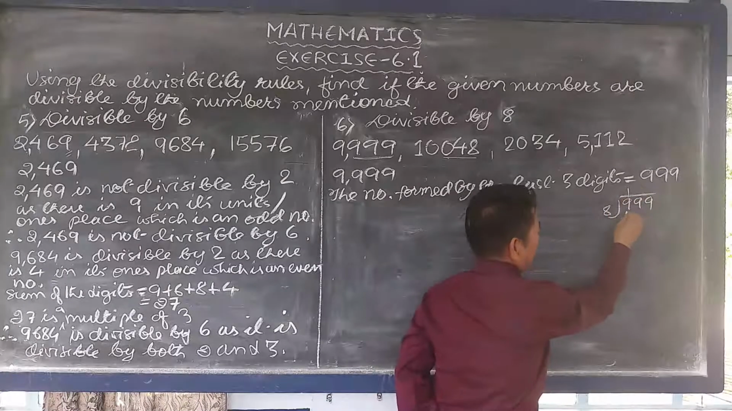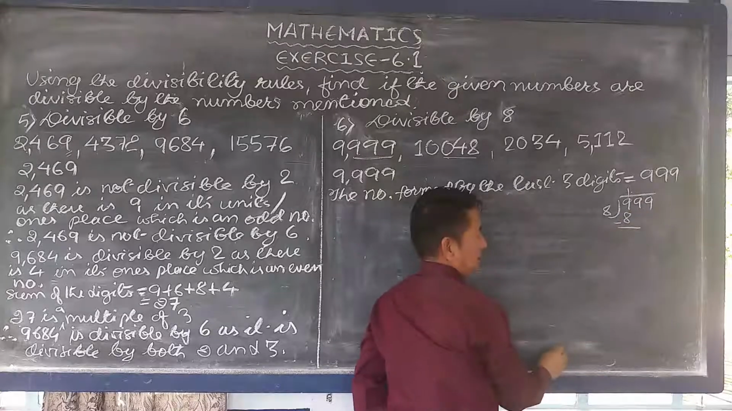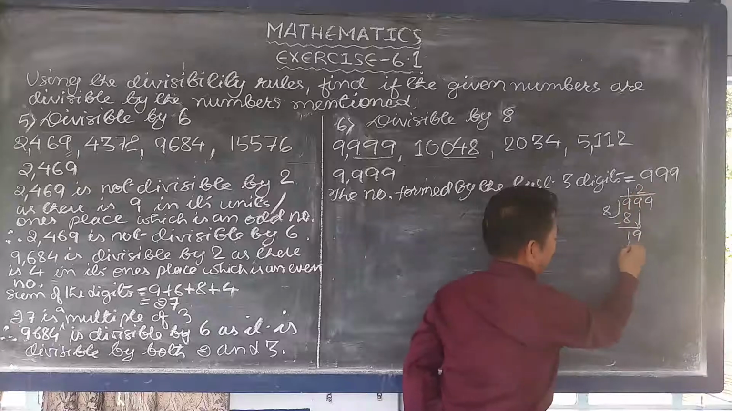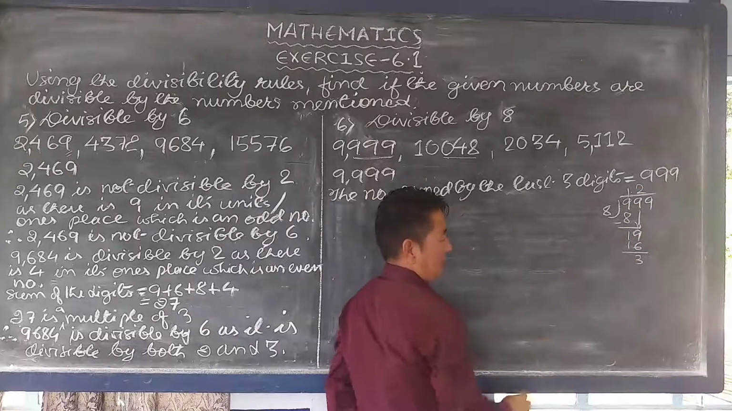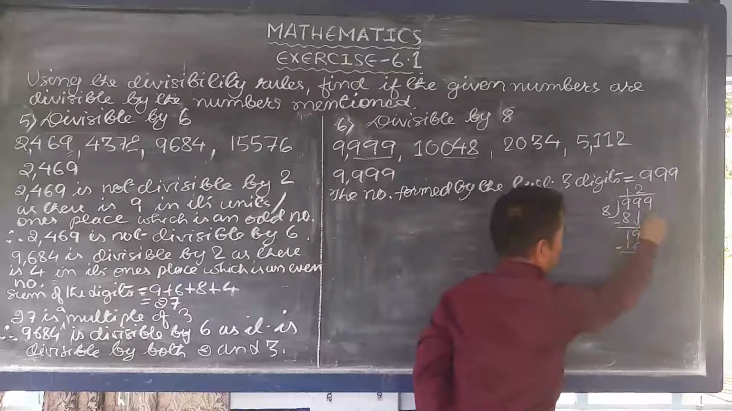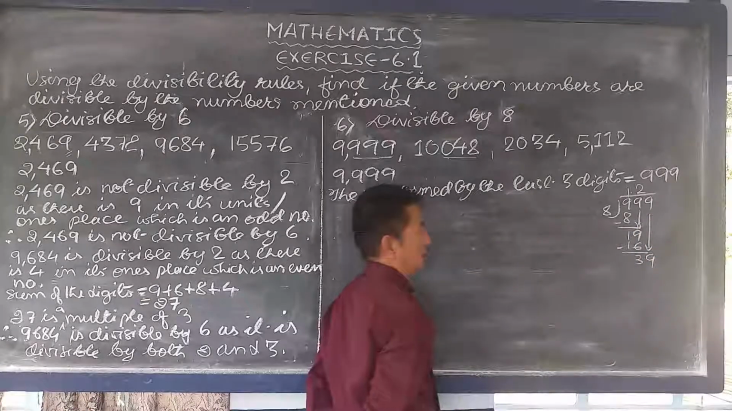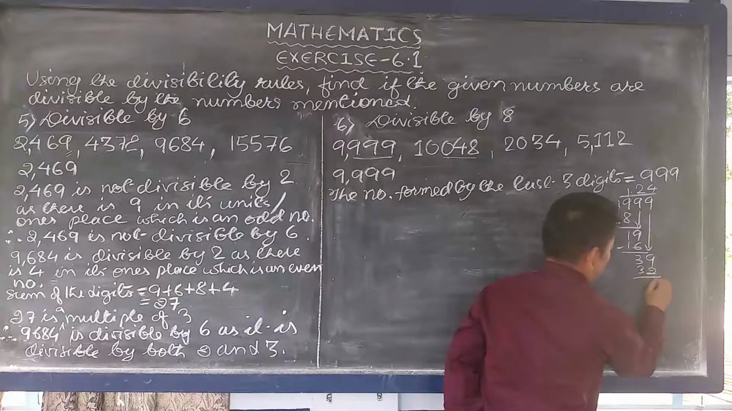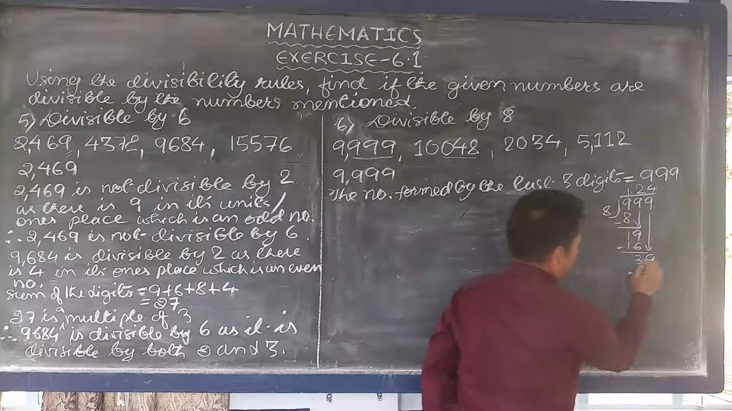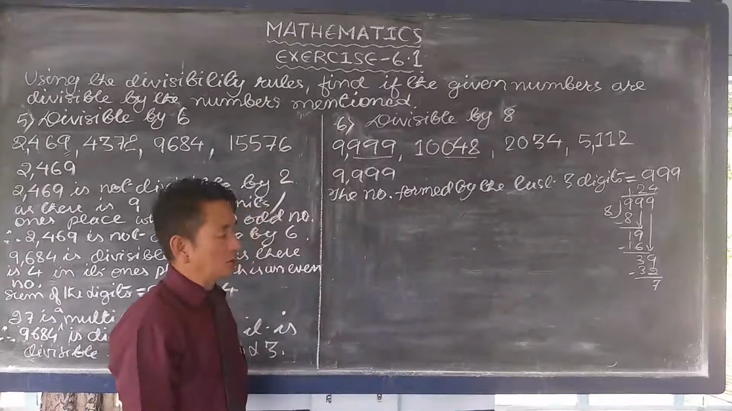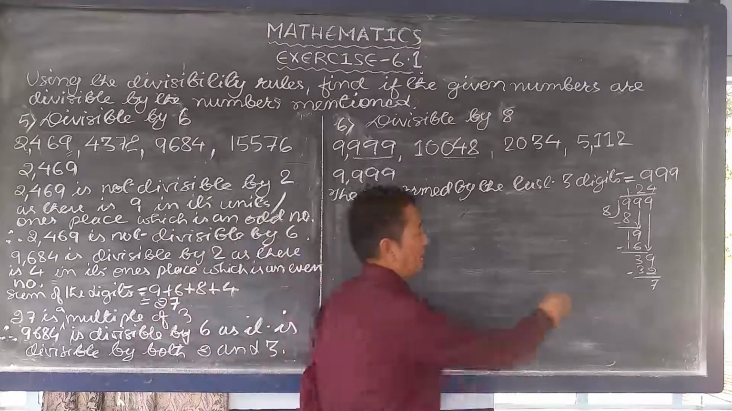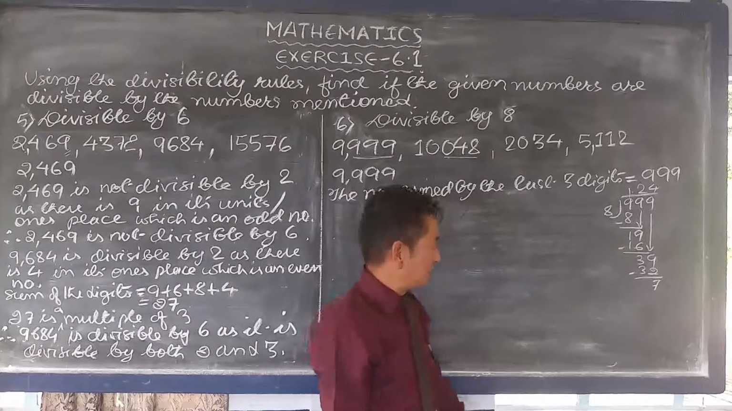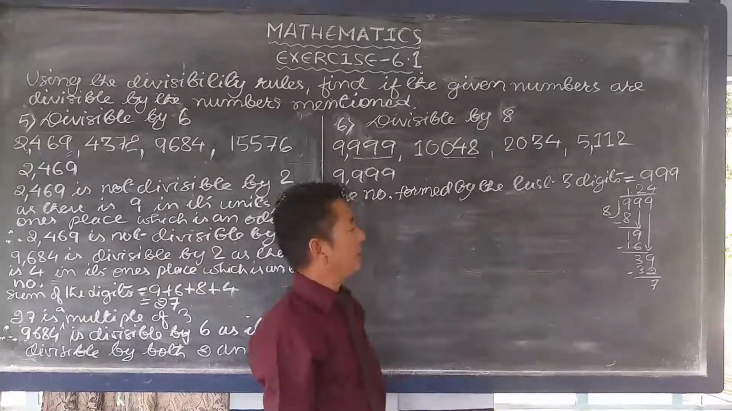8 ones are 8. So 1 left here. 9. 8 twos are 16. 19 minus 16 is 3. Now here 9. 8 fours are 32. 39 minus 32 is 7. 999 is not completely divided by 8. As you can see here, 7 is left as the remainder.